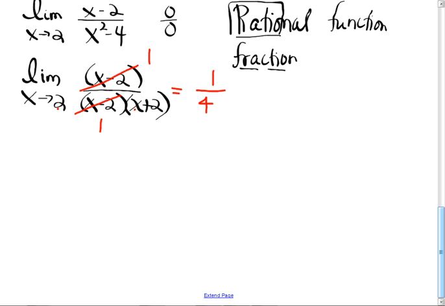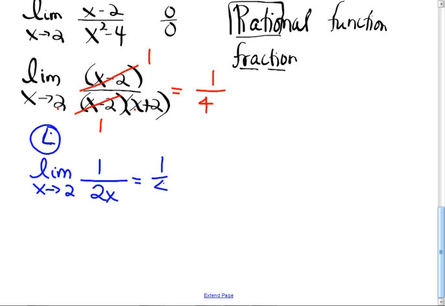But that's not that hard. But I can do L'Hopital's rule if I want, because I got 0 over 0, and you just put a little L with a circle around it. And now we take the derivative of each of those functions. So the derivative of x minus 2 is what? 1. And the derivative of x squared minus 4 is 2x, and if you substitute in x equal 2, you get what?